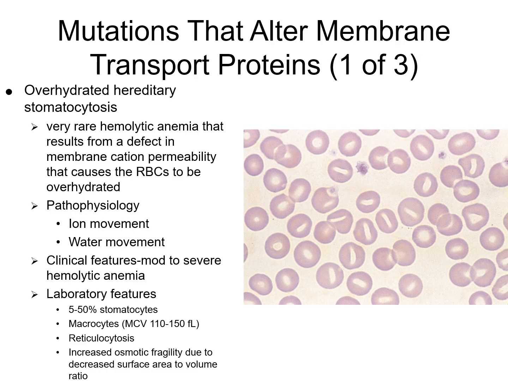We're also going to see a presence of macrocytes with elevated mean corpuscular volume, or the MCV, ranging from 110 to 150 femtoliters. Reticulocytosis will indicate bone marrow compensation, and there will be an increased osmotic fragility due to the decreased surface area to volume ratio. So swollen cells are more prone to rupture.